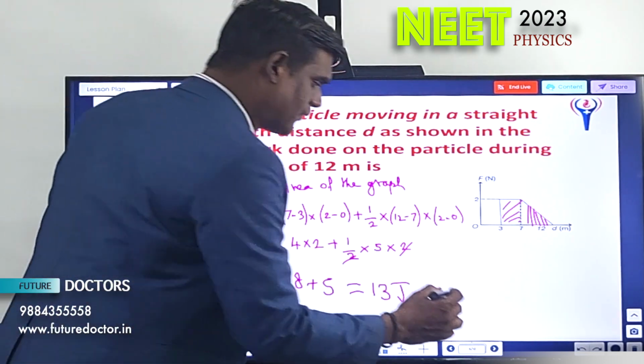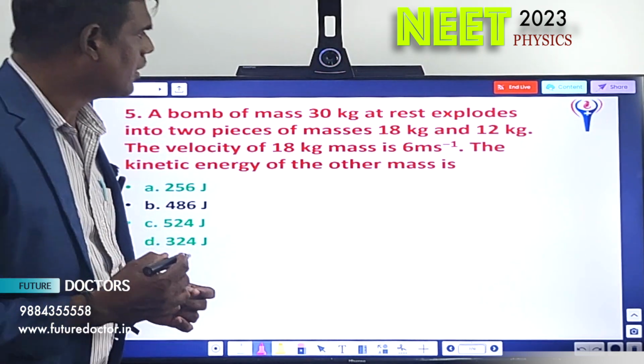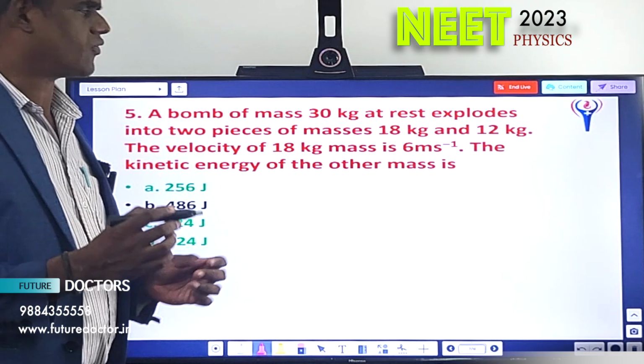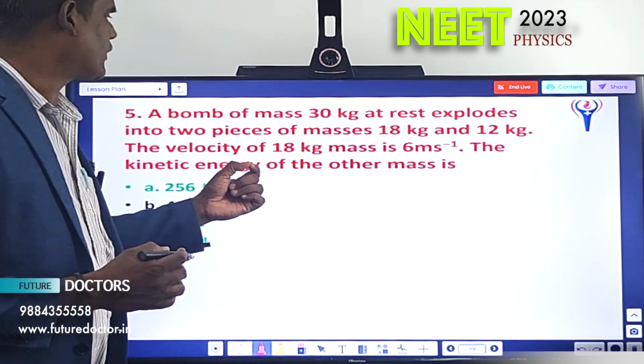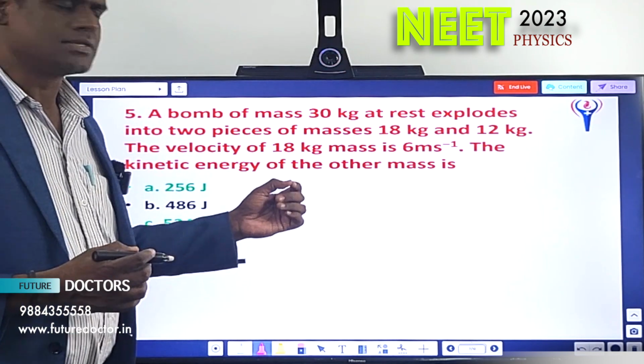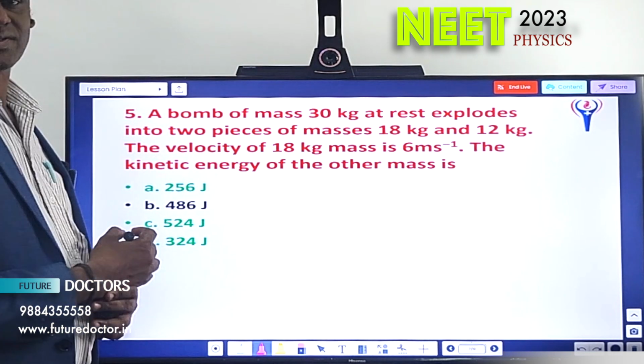Let's move to the fifth question. A bomb of mass 30 kg at rest explodes into two pieces of mass 18 kg and 12 kg. The velocity of the 18 kg mass is 6 meter per second. The kinetic energy of the other mass is dash.